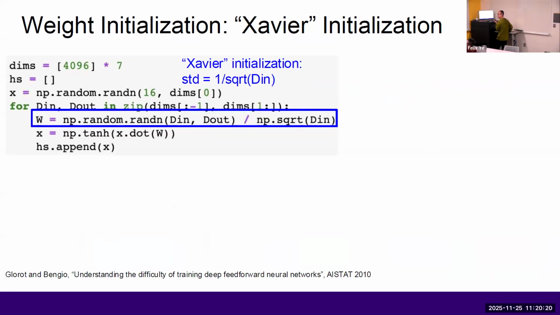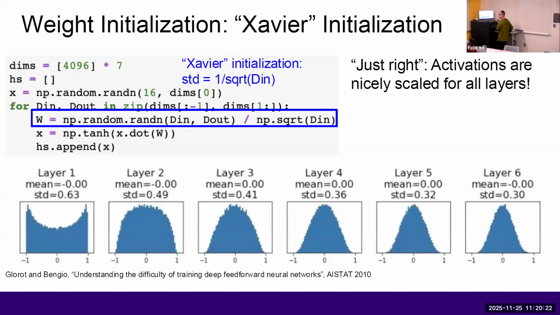So this is bad, and this is bad. If we choose the square root of d dimensions, it looks like this. This will have just the right amount of output. It will not concentrate at 0, and it will not be fully saturated at -1 or 1. So all the activations are nicely scaled for all layers. You have a good amount of variation, and the values are nicely distributed between -1 and 1.